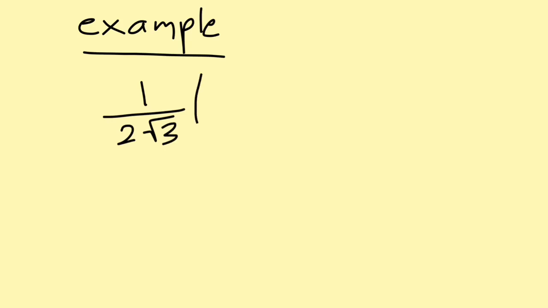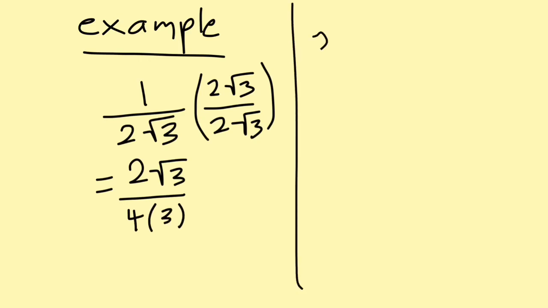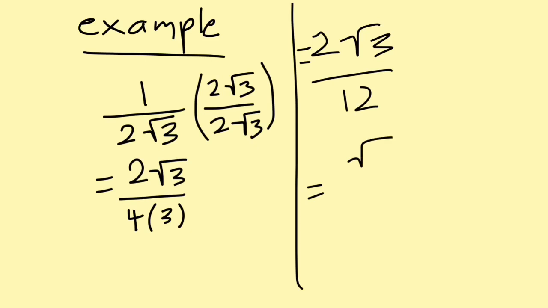So the example, 1 over 2 surd 3. It's irrational, so we have to multiply it by itself. So 2 surd 3 over 2 surd 3. 1 times 2 surd 3 is 2 surd 3, and 2 surd 3 times 2 surd 3 is 4 multiplied by 3. So the answer is 2 surd 3 over 12. Simplify it, and the answer is surd 3 over 6.